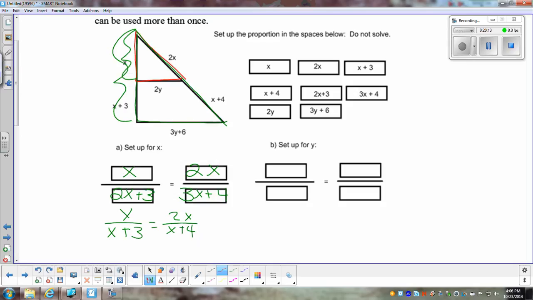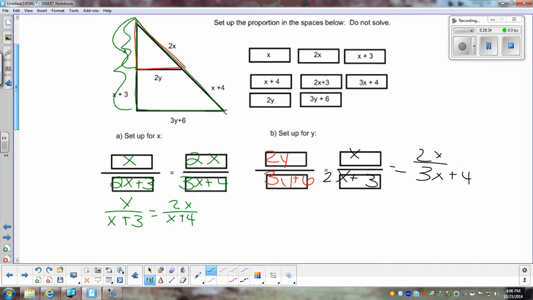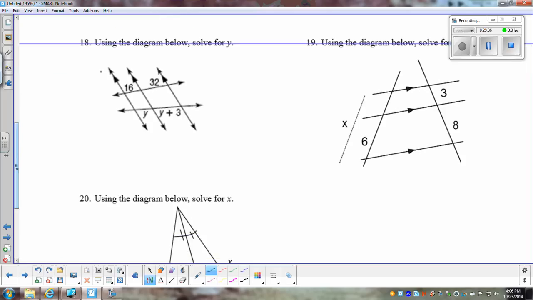To find the y, you're going to need to use x's in the y's, but I know I need to use the 2y and the 3y plus 6. And then I can either use x over 2x plus 3 or 2x over 3x plus 4. Any one of those will work.